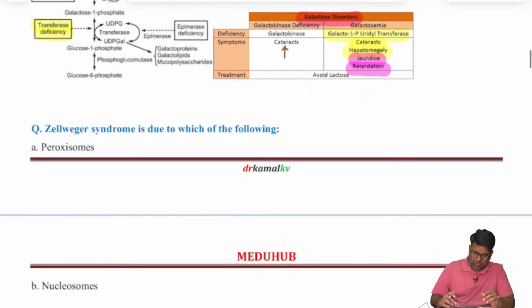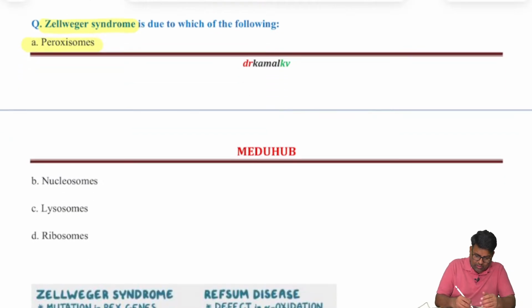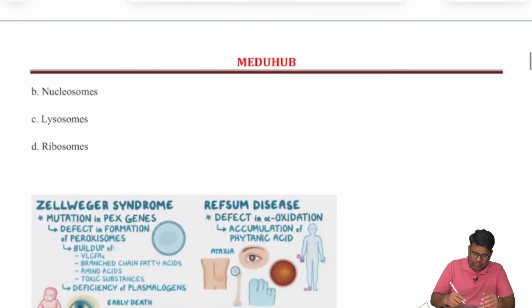Now, then there was one question about Zellweger syndrome, and again, this is a repeated question. Many times it has been asked, and that is related to the defect in peroxisome biosynthesis, right? So this is peroxisome biosynthesis. Clear? So this is Zellweger syndrome, and as a result of this deficiency, there is increased amount of very long chain fatty acids, right?